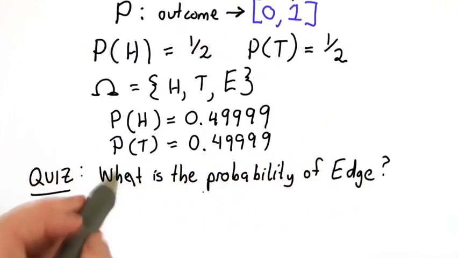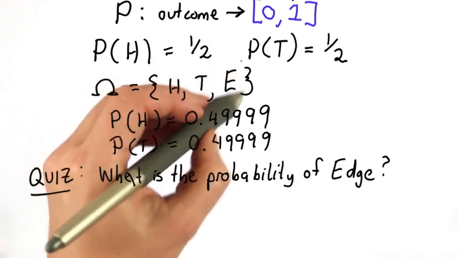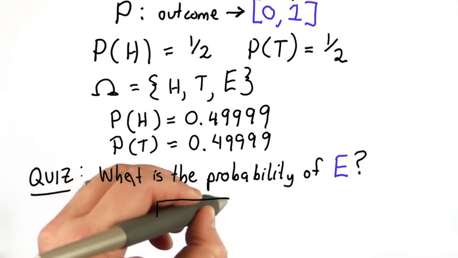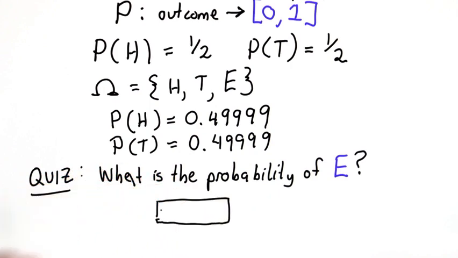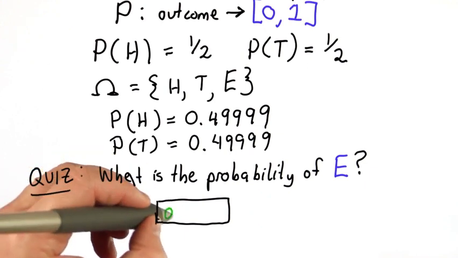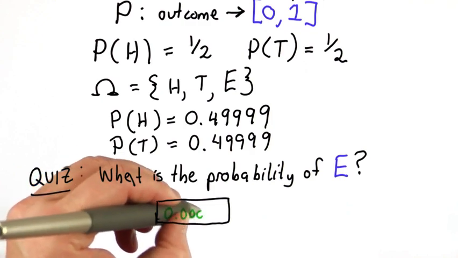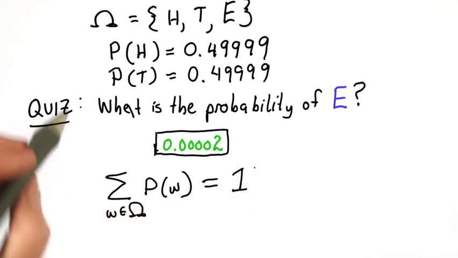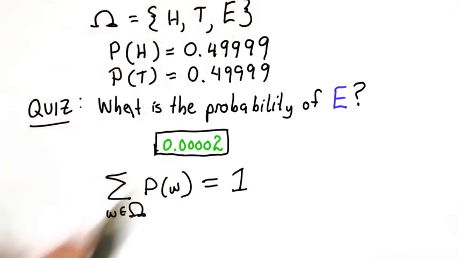Is that enough to determine what is the probability of edge, the outcome E? So I've given you 2 of the probabilities. Can you determine what is the probability of the third possible outcome, which is landing on the edge, denoted by E? The answer is 0.00002. And the reason for that is the sum of all the probabilities of all the events in the probability space must be 1. We're certain that we get one of these events every time we draw from the probability space.